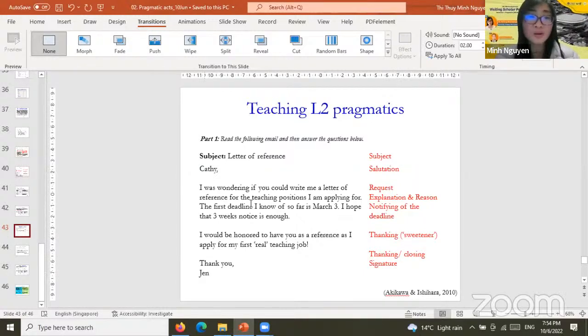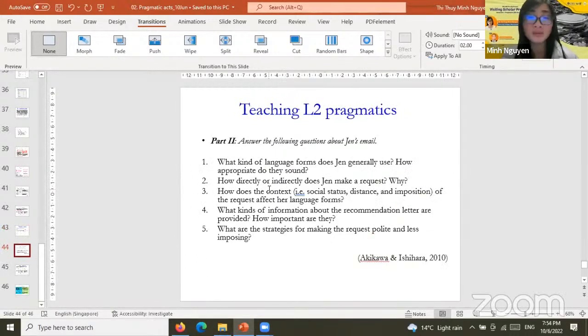So they look at the model email with annotation, and then they have to answer a question. What kind of language form does Jen use? How appropriate do they sound? How directly or indirectly does Jen make a request and why? How does the context, like social status, distance, imposition of the request affect her language forms? What kind of information about the recommendation letter is provided? How important are they? What are the strategies for making the request polite and less imposing?